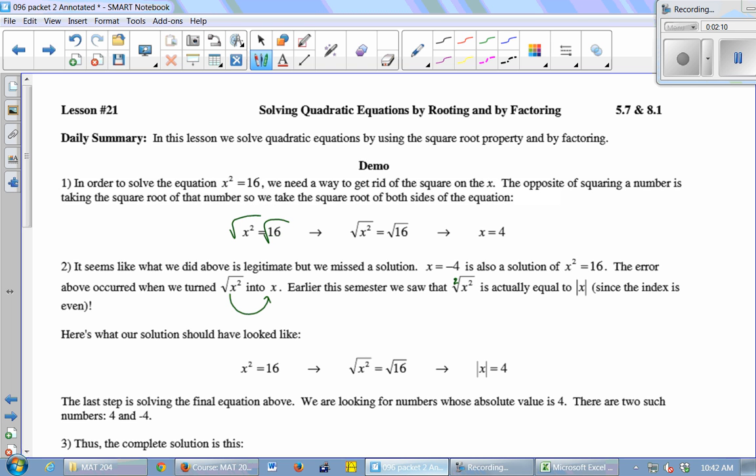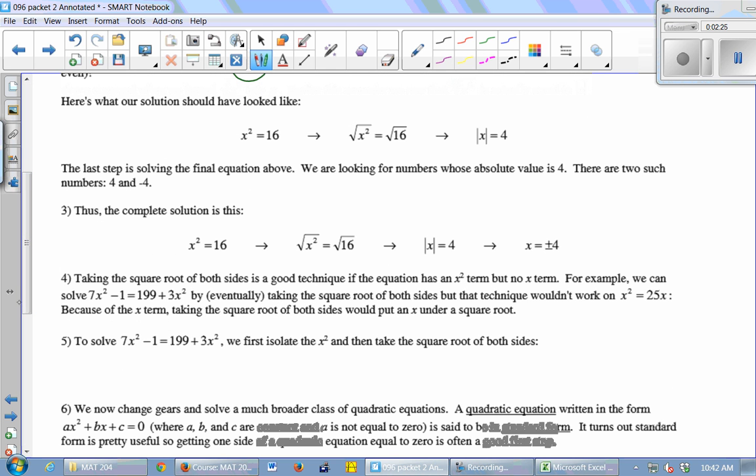So here's what the solution should have looked like. x squared equals 16, take the square root of both sides. But then when you take the square root of x squared, you actually get the absolute value of x. The square root of 16 is 4. And then the final step is to try to think of numbers whose absolute value is 4. What numbers give an absolute value of 4? 4 and -4. Absolute value just makes things positive, right? So the numbers whose absolute value are 4 would be 4 and -4. So this is the last step. Once you have the absolute value of x equals 4, then you get x equals positive or -4.